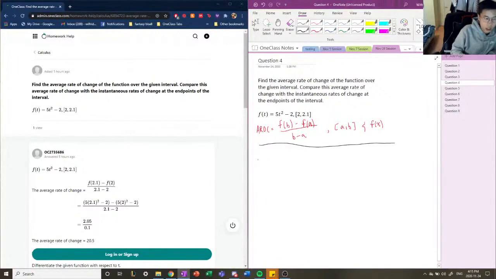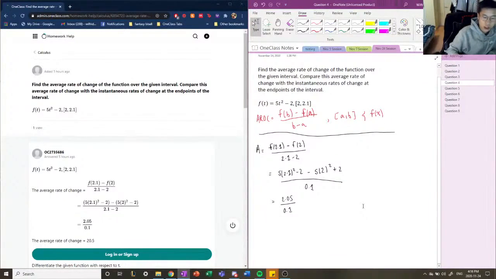Alright, we know that average rate of change, I'm just going to write A here, is going to be f of 2.1 minus f of 2 over 2.1 minus 2. Okay, so we have 5 times 2.1 squared minus 2 minus 5 times 2 squared plus 2. Okay. And that is divided by 0.1. We get 2.05 and divide by 0.1.